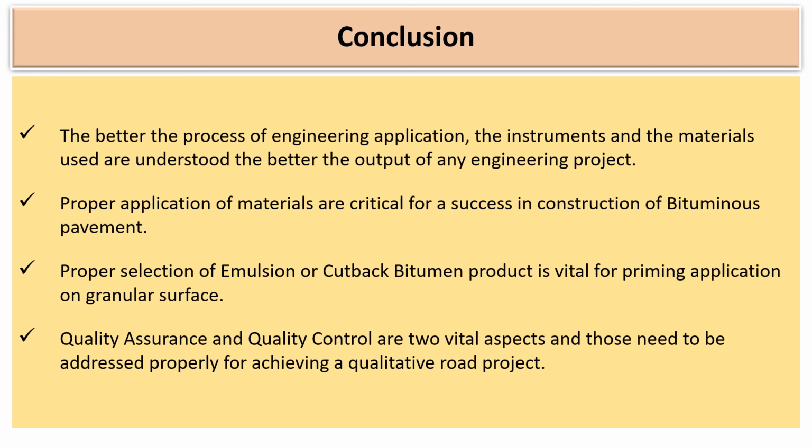Lastly, the conclusion. The better the process of engineering application, the instruments and the materials used are understood, the better the output of any engineering project. Proper application of materials is critical for success in the construction of bituminous pavement. Proper selection of emulsion or cutback bitumen product is vital for priming application on granular surface. Quality assurance and quality control are two vital aspects, and those need to be addressed properly for achieving a qualitative road project.